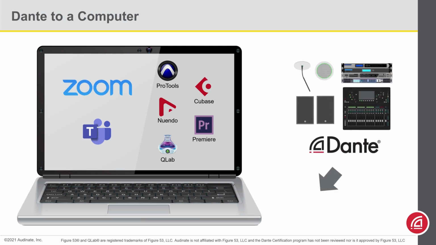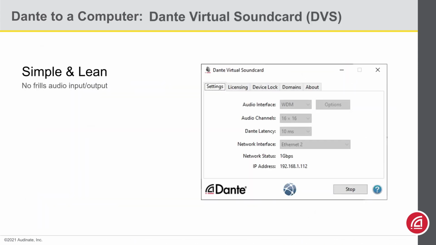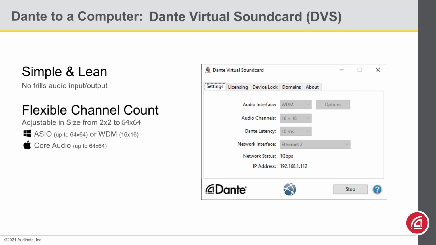If your computer has a wired 1 gigabit port on it, the simplest approach is to use a virtual sound card. A virtual sound card is software that simulates an audio interface. Dante Virtual Sound Card is the cleanest, simplest, no-frills version. It can adjust in size from 2x2 to 64x64 channels. This is available for Mac OS and Windows, and the latency will be very reasonable. This is great for virtual sound check, backing tracks, or recording events and conferences.